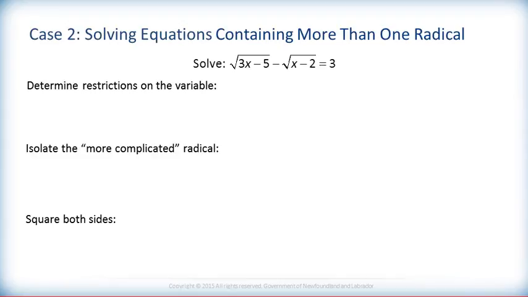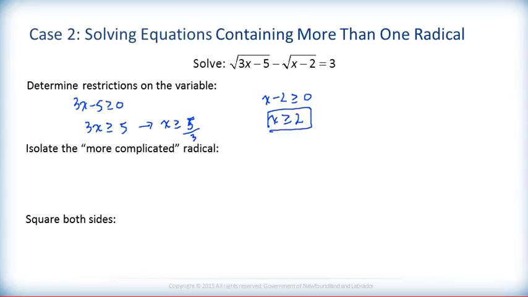Now we move into our next example, and this one involves 2 radicals, so we've got 2 restrictions to do. Therefore, 3x minus 5 has to be greater than or equal to 0. 3x is greater than or equal to 5, which means x is greater than or equal to 5/3. The other radicand is x minus 2. That has to be greater than or equal to 0, so x is greater than or equal to 2. It appears we have 2 restrictions, but if any number is bigger than or equal to 2, it's also bigger than or equal to 5/3. So we only need to keep that restriction.